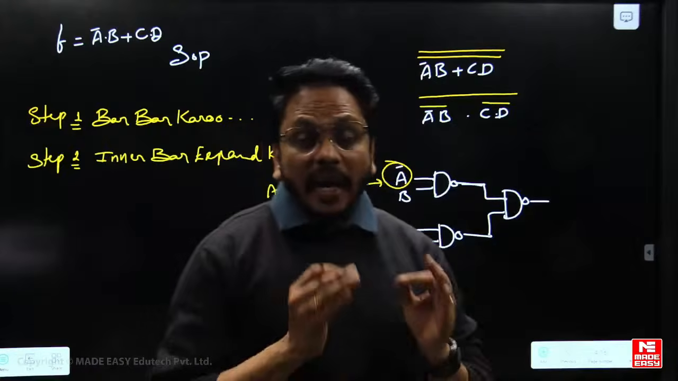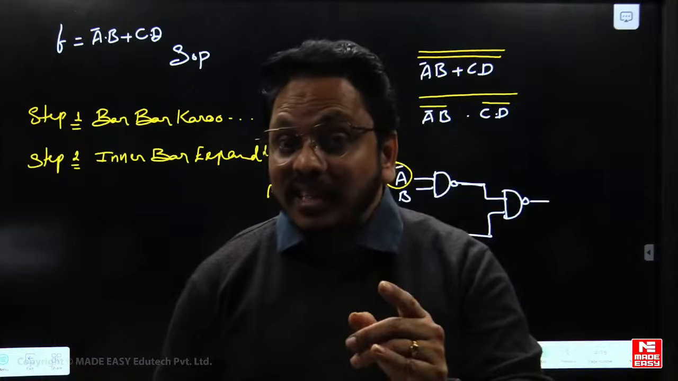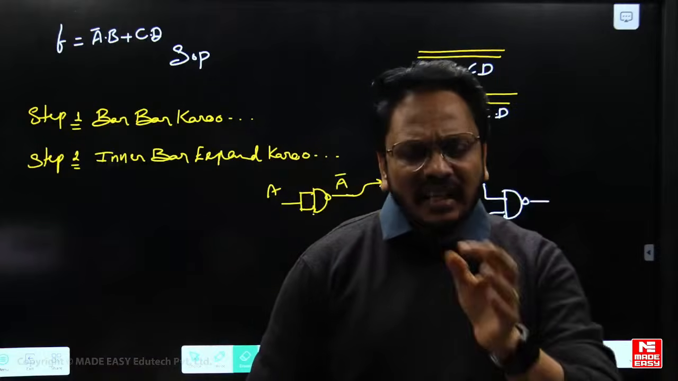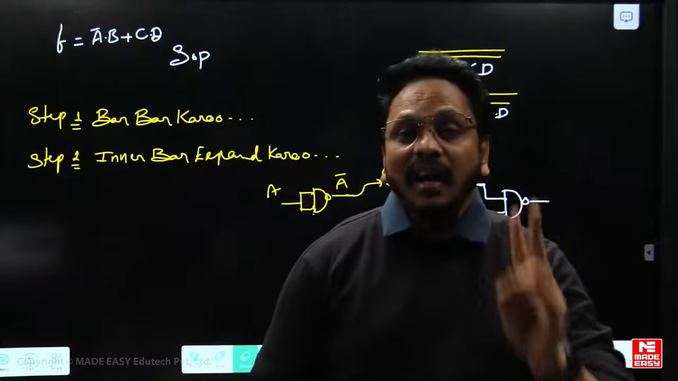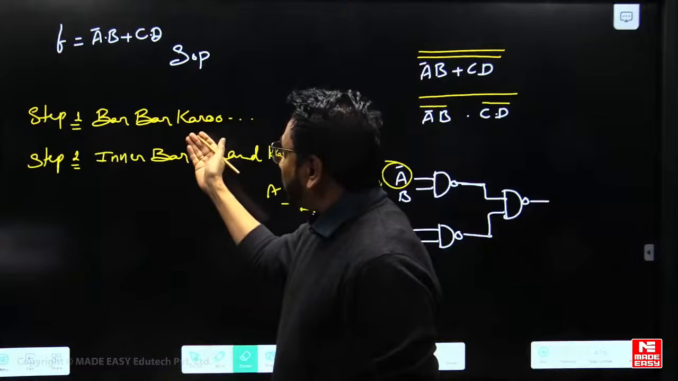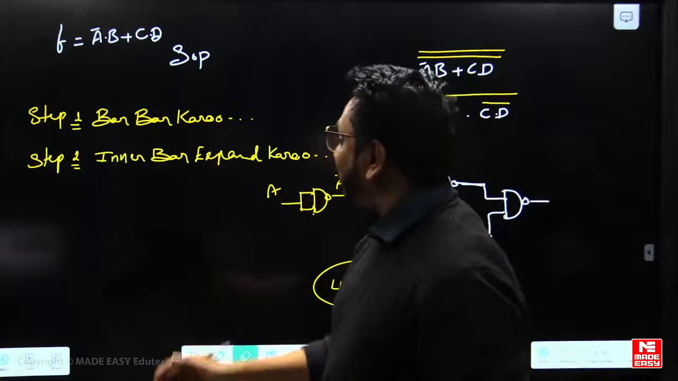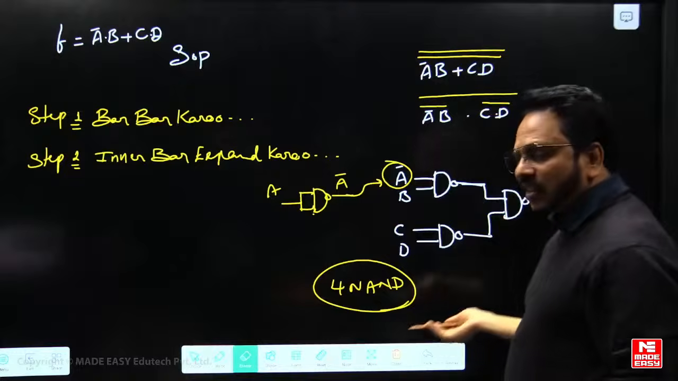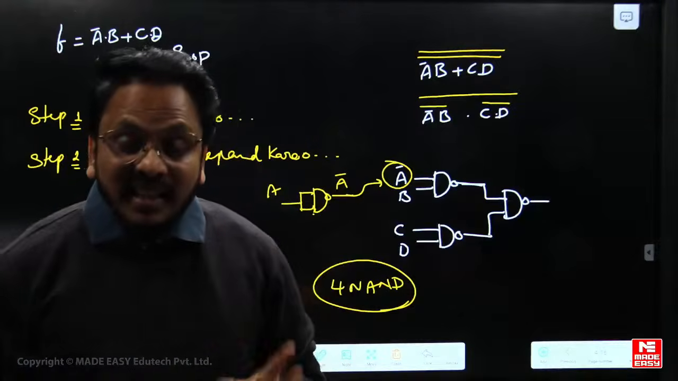That's enough. So whenever any expression is given and they ask to implement it completely by NAND gates, simply take that expression and apply those two steps. Number 1, bar bar karo, that means double complementation, and second, inner bar expand karo. Like that we did and we got it. A simple way. Got that?